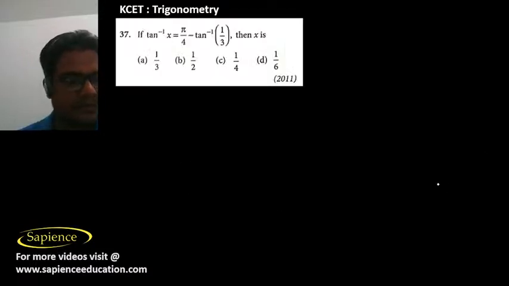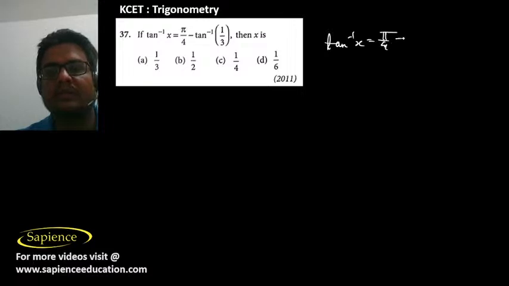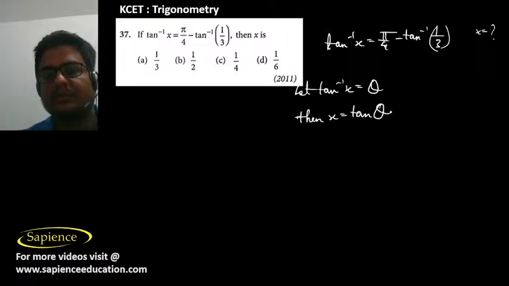Okay. Then in question number 37, it is told tan inverse x is equal to pi by 4 minus tan inverse of 1 by root 1 by 3, then x is equal to how much? So let tan inverse x be equal to theta. So then we can say that x is equal to tan theta. So we have to find out x.